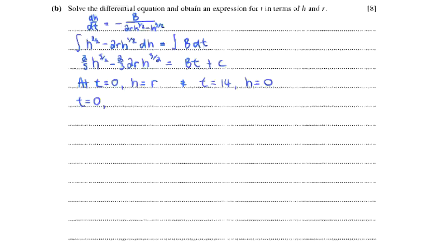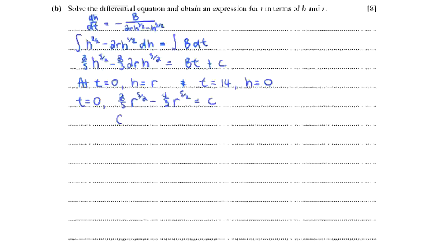Okay, so for the first part, we're going to get 2 on 5, but instead of h, we're now going to write r to the 5 on 2. And then we're going to subtract, all right, the 2/3 times 2 becomes 4/3. And we're going to have r times r to the 3 on 2, which is r to the 2 on 2 plus 3 on 2 becomes 5 on 2 as well. And on the other side, the bt disappears because t is 0, and we're just left with c.